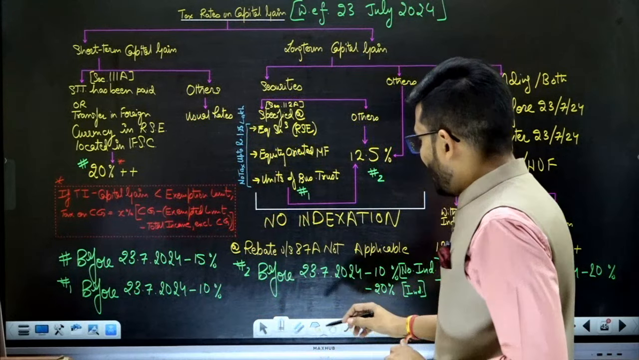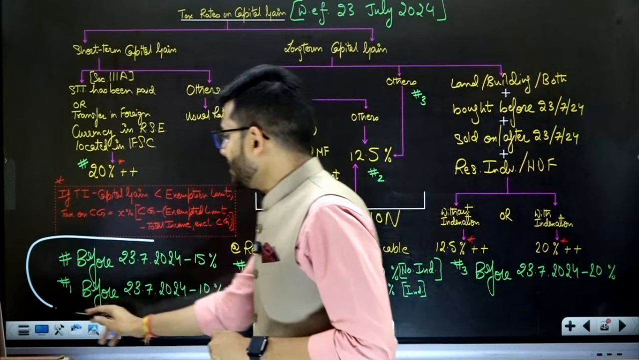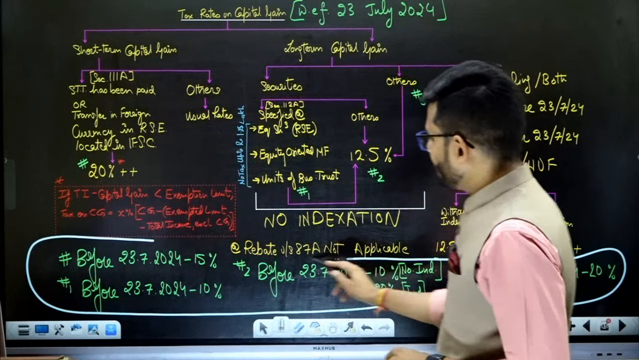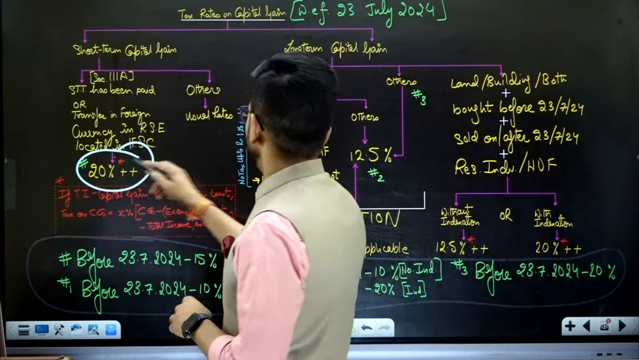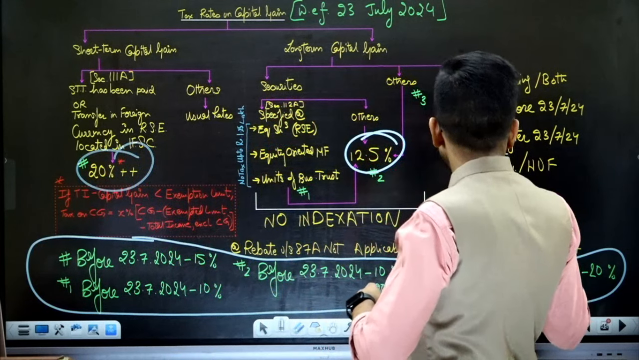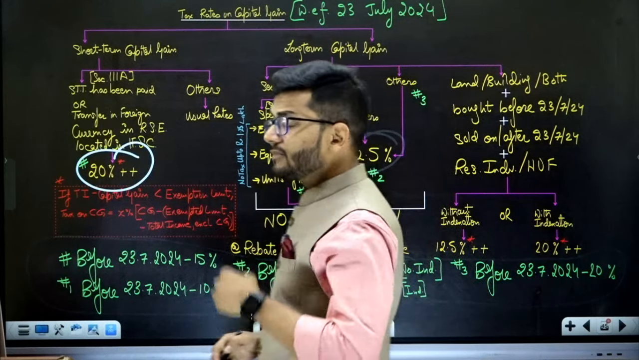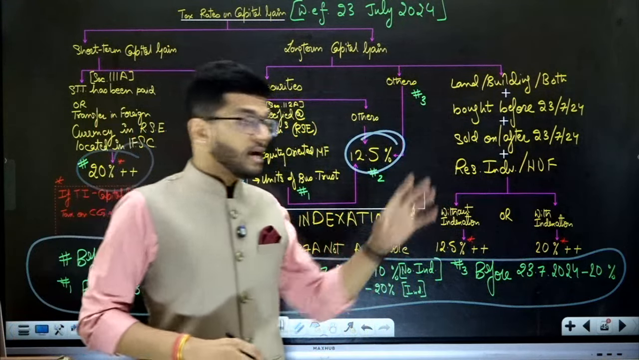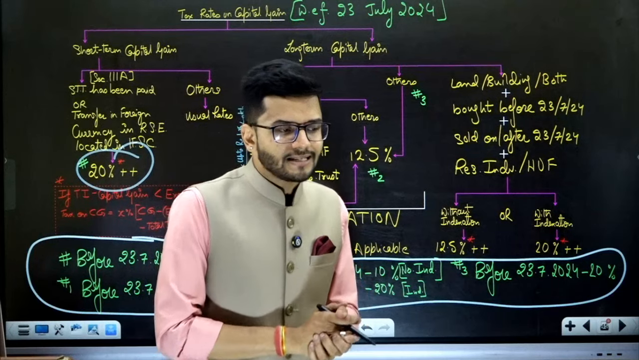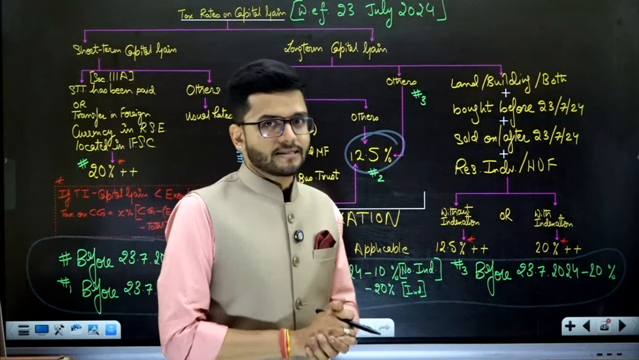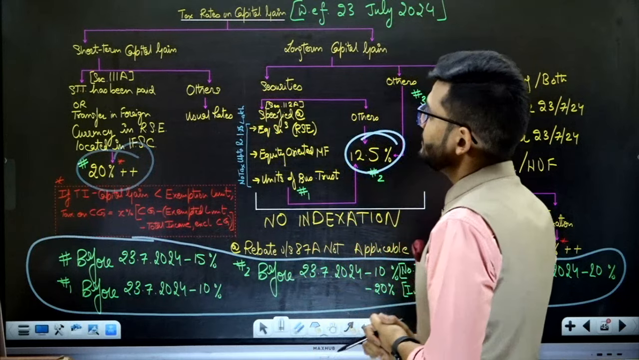In this particular chart, I have denoted the old tax rates in green font and the new tax rates have been given in the yellow font. Okay, yellow means new tax rates, green means old tax rates. So that is the bifurcation which is there in this particular chart. And yes, I'm going to focus more on the new tax rates. Okay. Now we talk about the short-term capital gain.